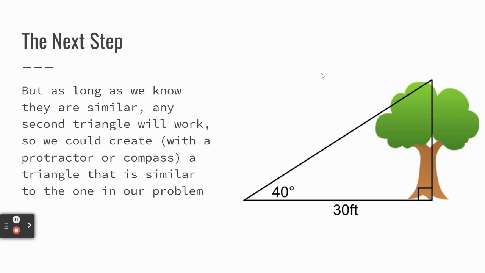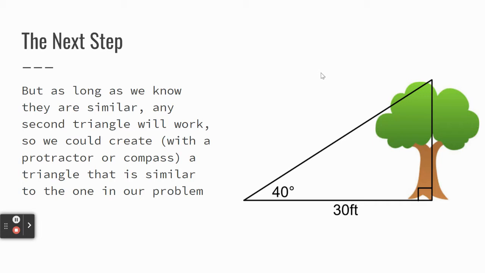The second triangle could be one that we found in a book. It could be one that we created ourselves. It could be one that has nothing to do with the problem we're actually trying to solve. And in that sense, it's not a real triangle like the other ones we've been talking about, but because it's similar to the one we're dealing with, it's still going to work to solve the problem.